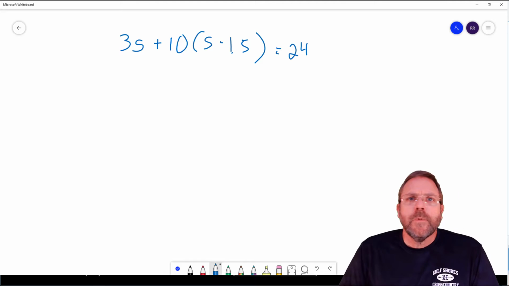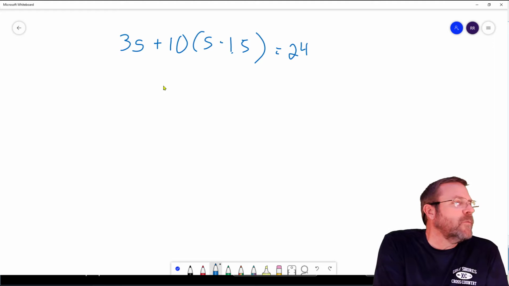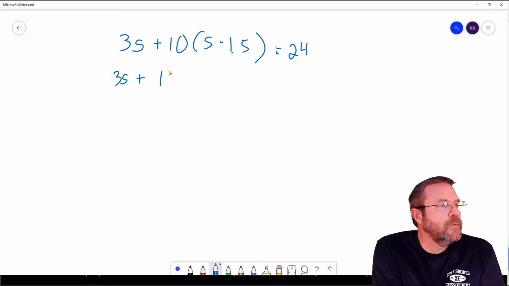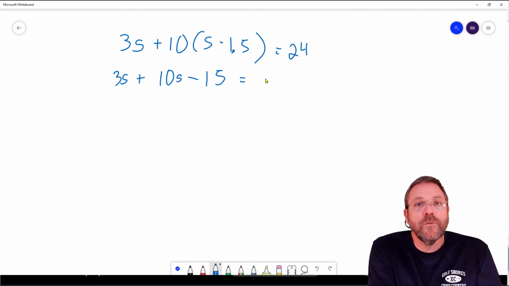The first thing I'm going to do working this problem, after writing it down of course, is to use the distributive property. So the 3s gets left alone, and then I'm going to do plus 10 times s, which gives me 10s, and 10 times a negative 1.5 is going to give me a negative 15. From there, those things combined are going to equal 24.